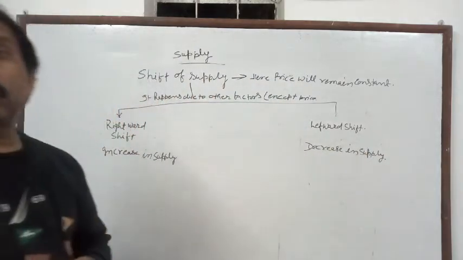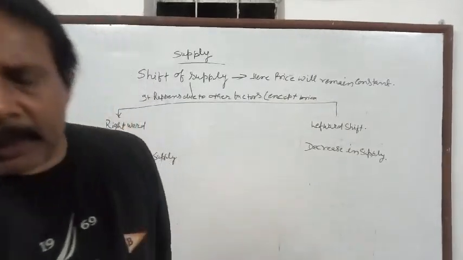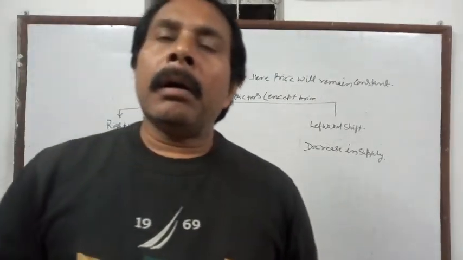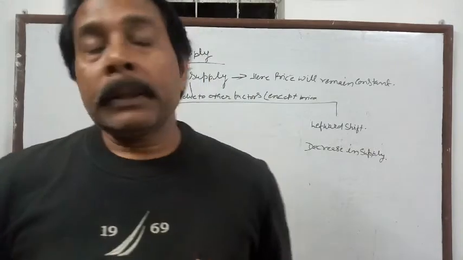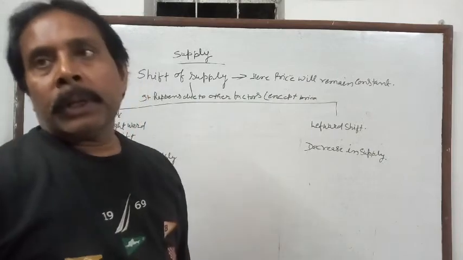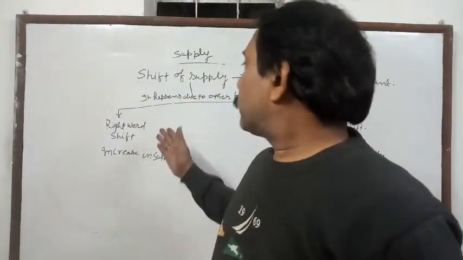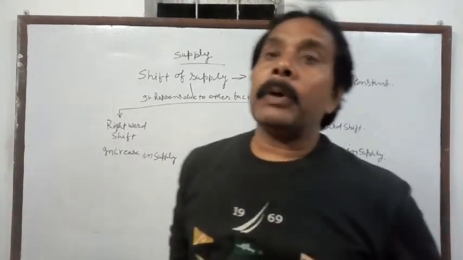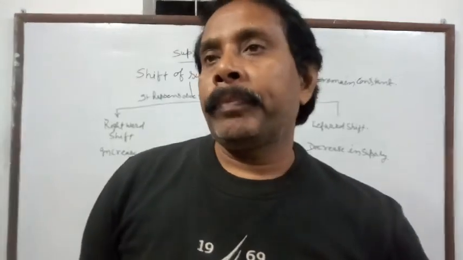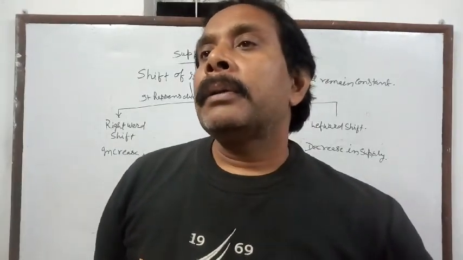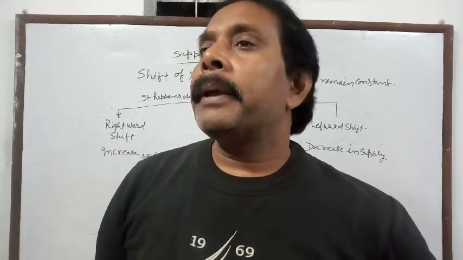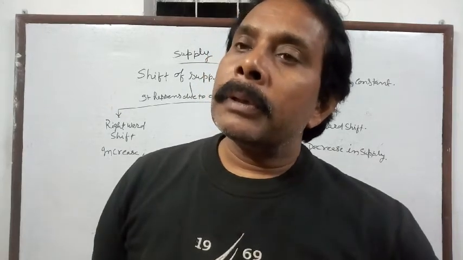Okay, so shift of supply means the shift of supply occurs due to other factors when the price remains constant. There are two kinds of shift. One is the rightward shift, the other is leftward shift. It is also known as increase in supply or decrease in supply. So increase in supply is when the supply curve moves rightwards, and decrease in supply is when the supply curve moves leftward.